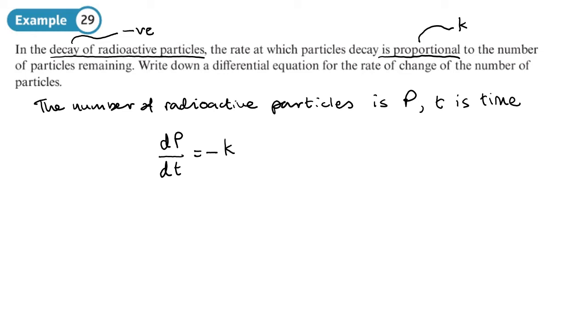And what's it proportional to? The number of particles remaining. And what does that equal? P. Yeah, P is the number of particles remaining. And that's it basically for this. I mean, we could have started off here by using one of those little fish signs, alpha, and then written it as K, but that's fine. It's a nice easy one, nice short question.